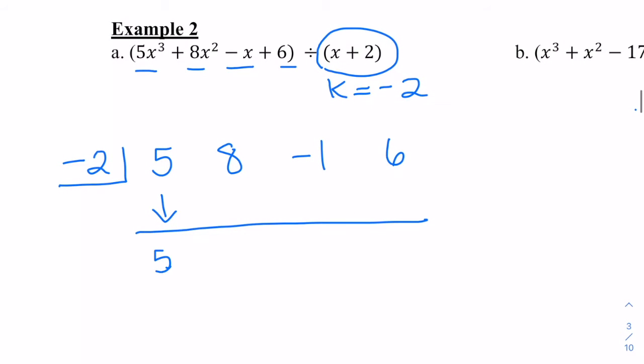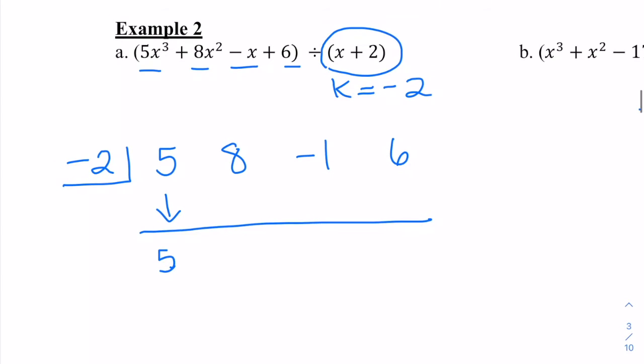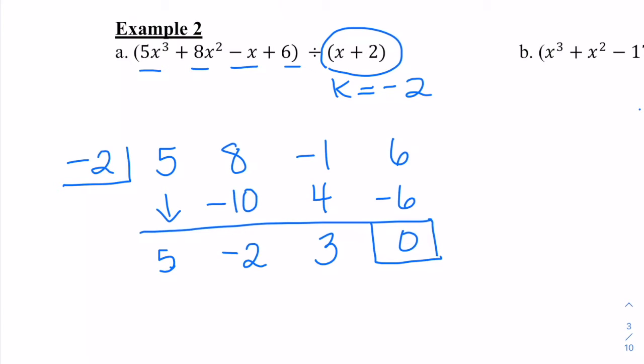And then I'm going to multiply the 5 with -2. So we get -10. We're still adding going down, so that's -2. -2 times -2 is 4. Adding going down, we get 3. -2 times 3 is -6. Add going down, we get 0. I always put that last number in our box because that tells us the remainder. And here the remainder is 0. So that means that x plus 2 goes into that polynomial evenly and is a factor.